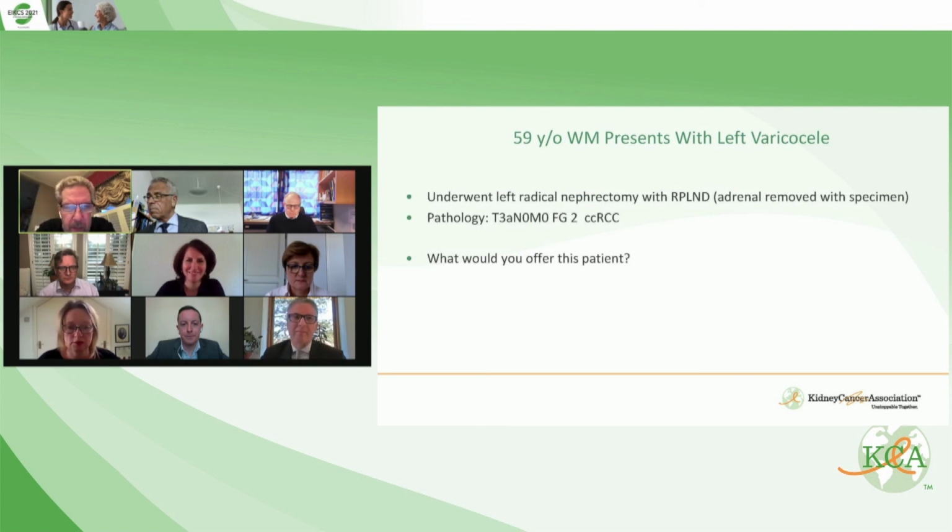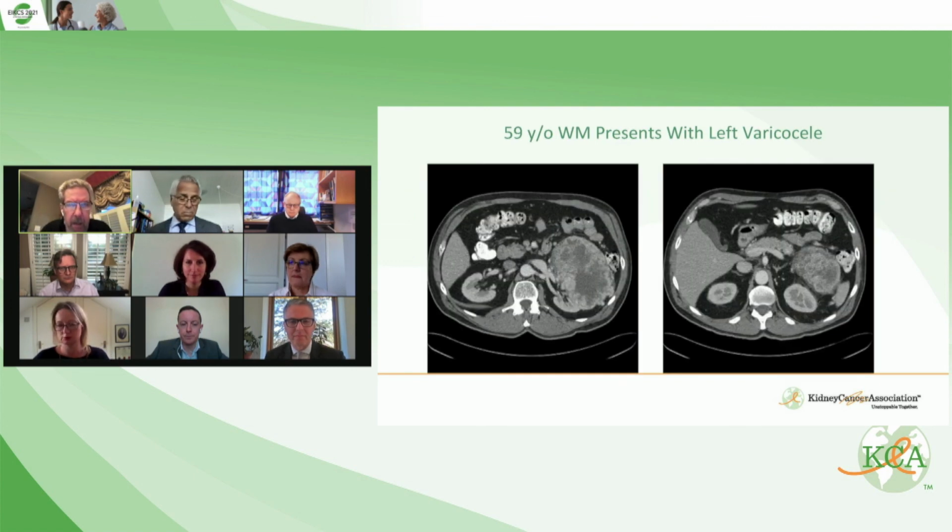I don't imagine there would be any controversy about whether or not to do that, although I would be curious as to whether or not the surgeons would do it through an open approach or through a laparoscopic approach. His pathology revealed a T3a N0 M0 Fuhrman grade 2 clear cell renal cell carcinoma. So going back to the two surgeons on the panel, would you perform this laparoscopically or would you do it open? I can show you the film again. We will do it open. Yeah, okay. We will also do this case open.